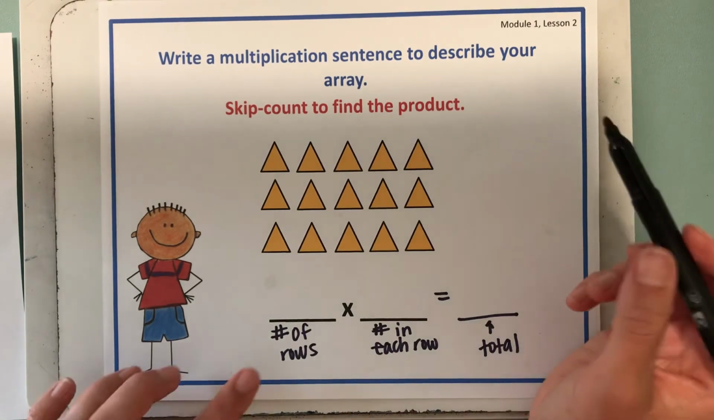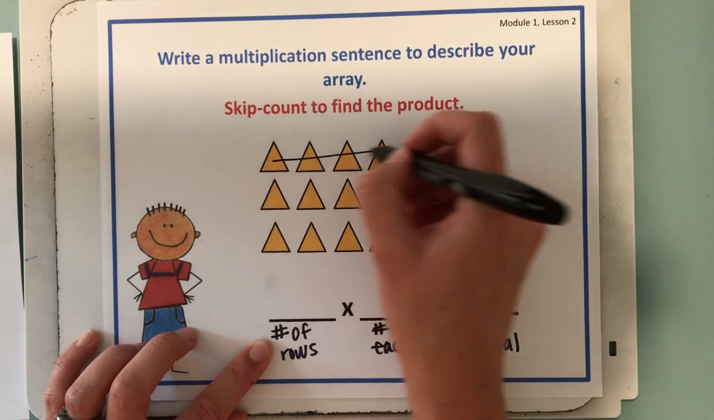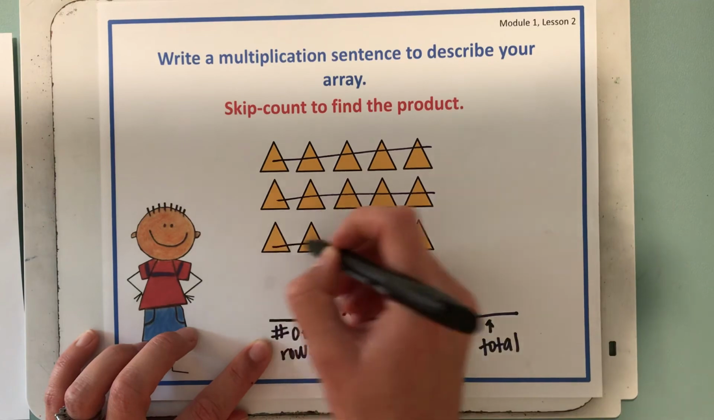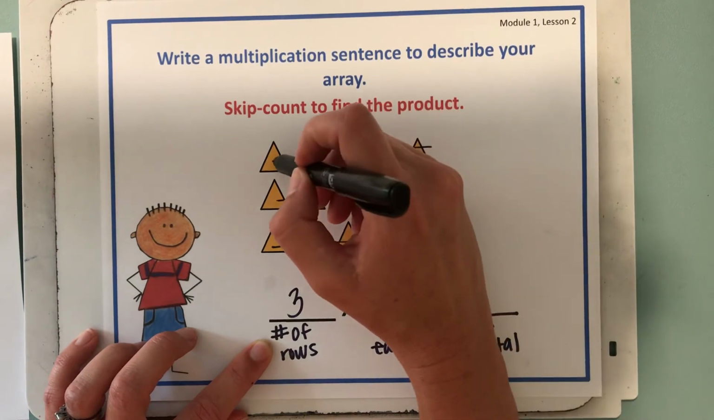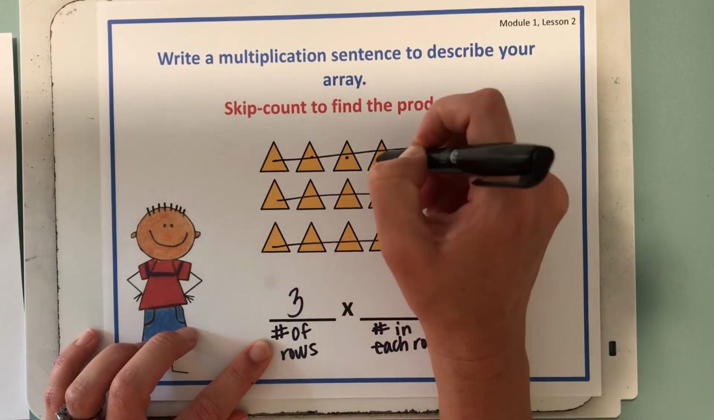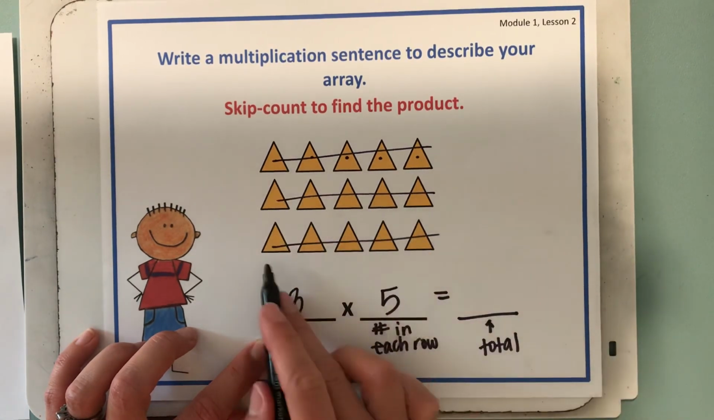Okay, here we go. I'm first going to fill in these ones. Number of rows. Okay, I have 1, 2, 3 rows. Let's see how many number in each row. How many do I have in each row? 1, 2, 3, 4, 5. I have 5 in each row.